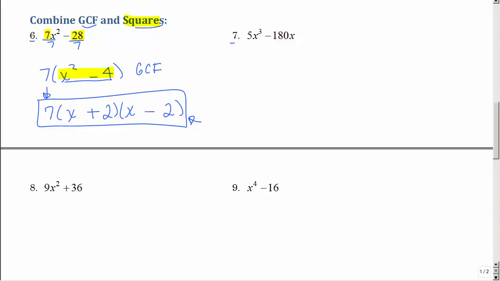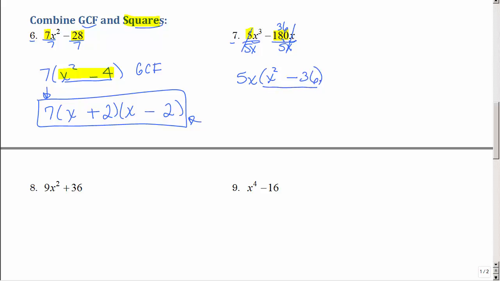Number 7. Do we have a GCF? Well, hopefully you know if it's divisible by 5, it either ends in a 5 or 0. So 5 does go into 180, but they also have an x in common. So I'm going to divide both of them by 5x. So that leaves me x squared minus, the x's cancel. Let's see, 5 goes into 180 36 times.